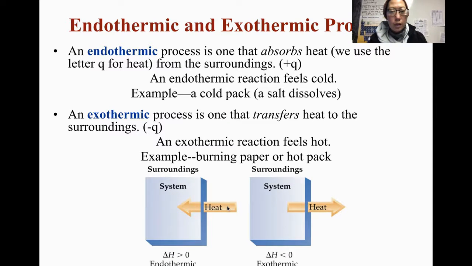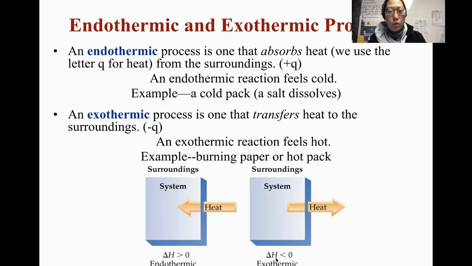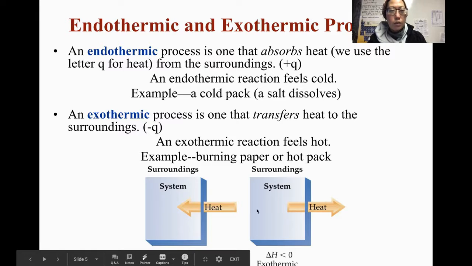So here again is the representation of how heat is being absorbed or released in the system. And then we can relate this to delta H as well. Delta H is our heat of reaction again. We learned about that in kinetics. And delta H follows the same sign conventions as Q. So for an endothermic process, delta H is positive. For an exothermic process, delta H is negative.